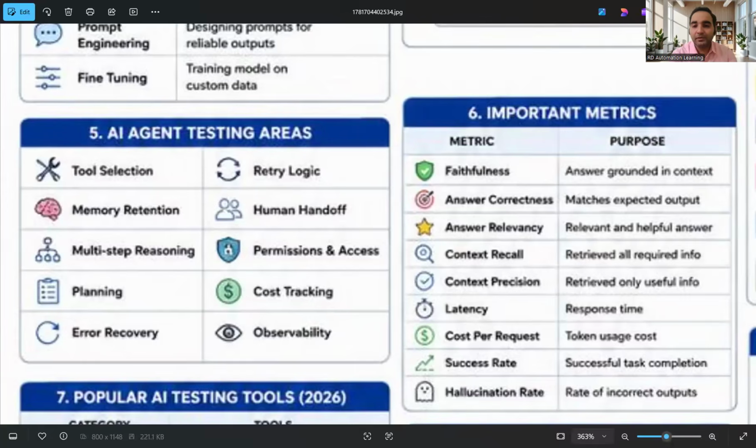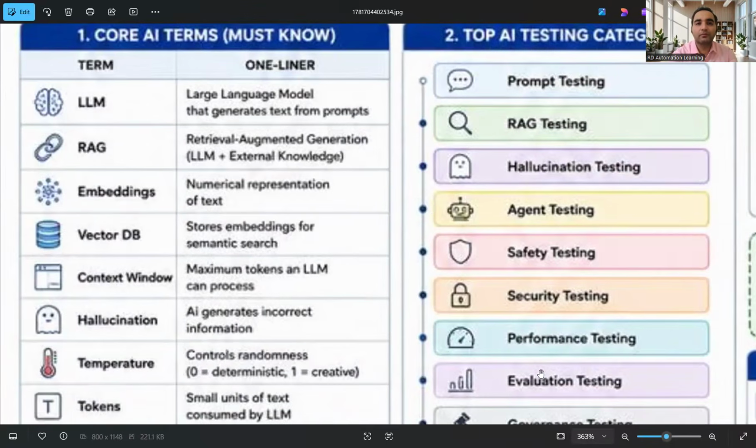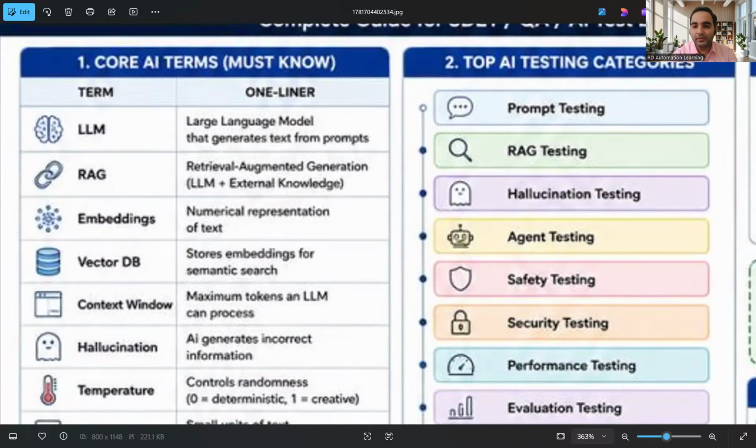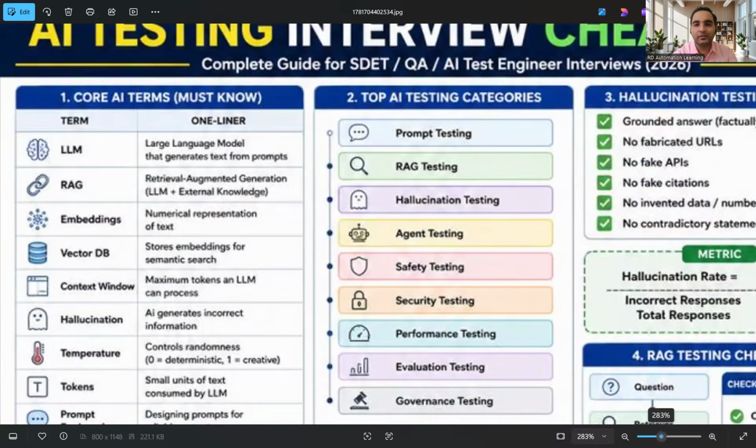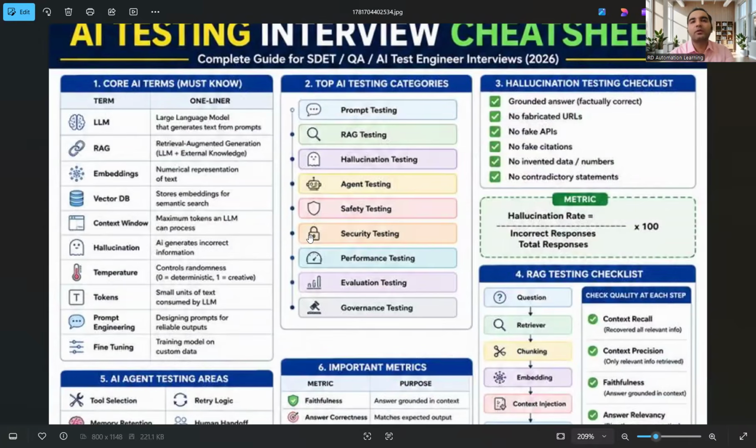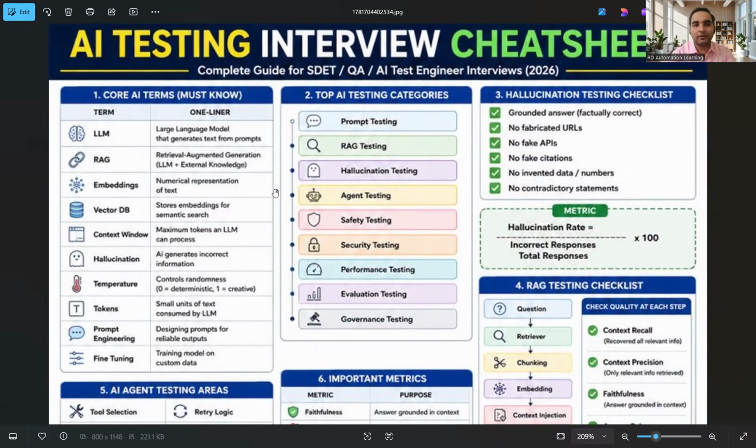And let me tell you about this cheat sheet as well. Okay. So these days, with respect to AI being in the market, right? You should know about these things. So this is a small checklist that I have created for AI, and this is for the testers. Okay. So first of all, you should understand the core AI terms. What are these core AI terms? So you should know about LLMs, RAG, embeddings, and hallucination. What is hallucination?